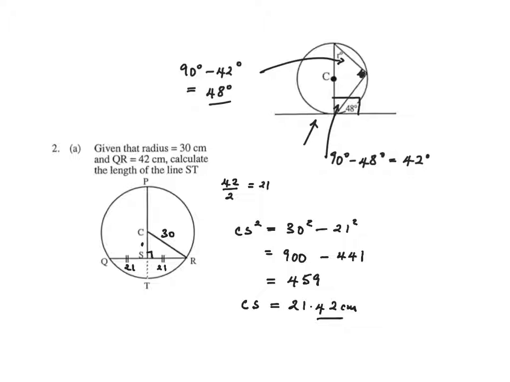What we want to do is to work out the length of the line ST. So we know that CT, which is a radius, is 30 centimetres, and we've just worked out CS, so ST then, if you look at the diagram, ST is CT, the radius, take away CS, and it's 30 take away 21.42, which gives us 8.58 centimetres.